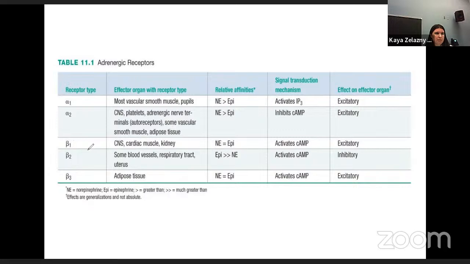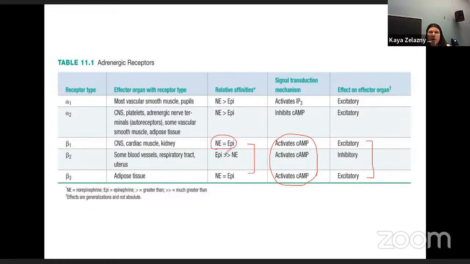So our beta receptors, we're going to identify them. One way is that they're going to activate cyclic AMP. So if we have something activating cyclic AMP, it means we have a beta receptor. We see we have different effects over here at the end. And we have some different affinities here, depending on whether we have beta 1, 2, or 3 receptors.